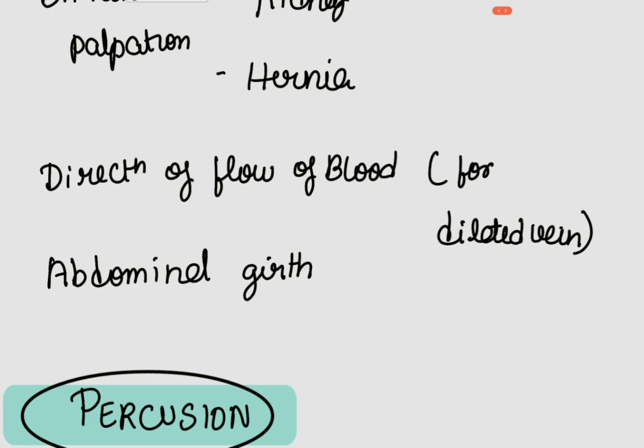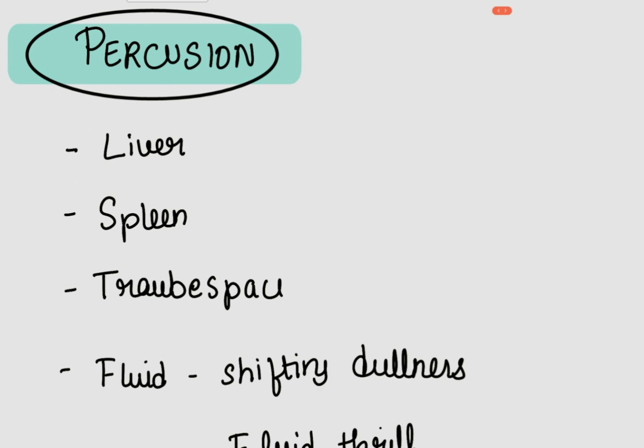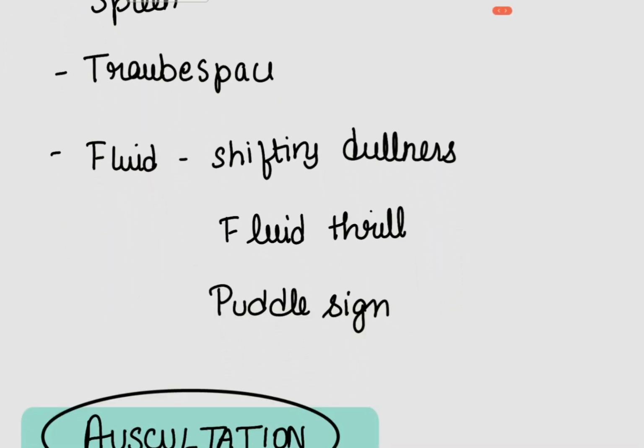Then we have to elicit direction of flow of blood for dilated veins, abdominal girth, and whether there is some hernia or not. Percussion: liver, spleen, drop space. Then we have shifting dullness, fluid thrill, puddle sign. We basically do puddle sign and shifting dullness for ascites, wherein you ask the patient to tilt laterally. Once you percuss, you will see the difference in the shift of fluid inside the abdomen. Then we have fluid thrill.